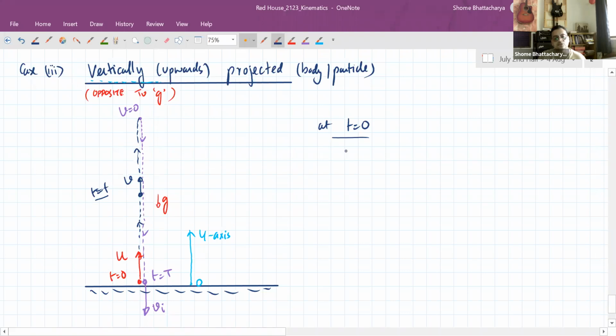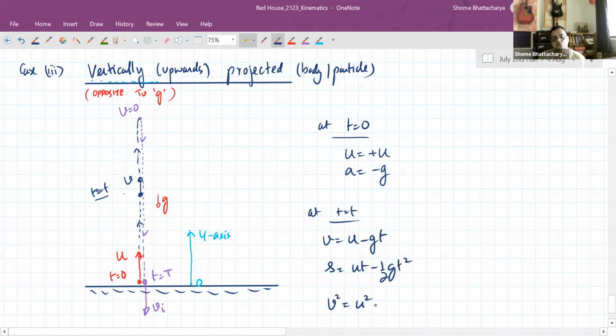So at t equal to 0, the initial velocity we will write with a plus sign, but the acceleration we will write with a minus sign. At some time t, the velocity will be u minus gt. That is the velocity at this point of time. The displacement will be ut minus half gt square. And the third equation will become v square is equal to u square minus 2gs. So these are the three equations that we use.